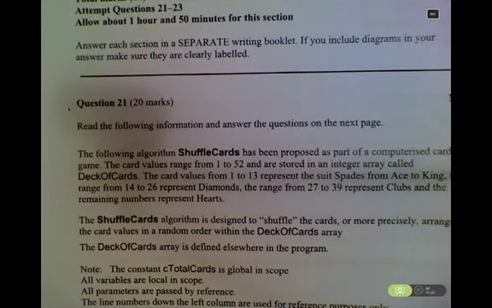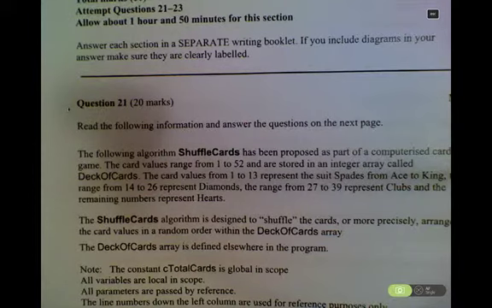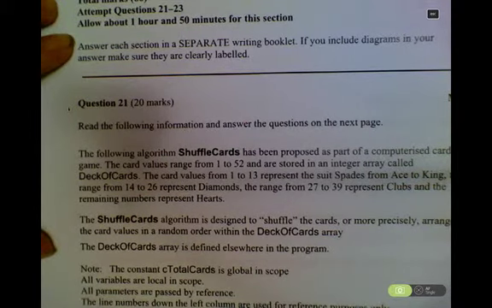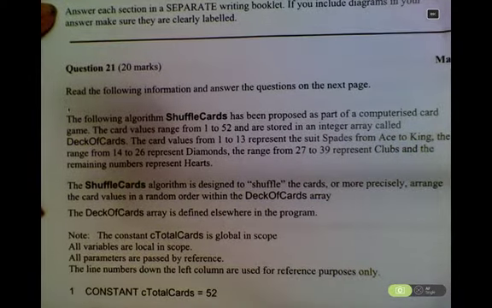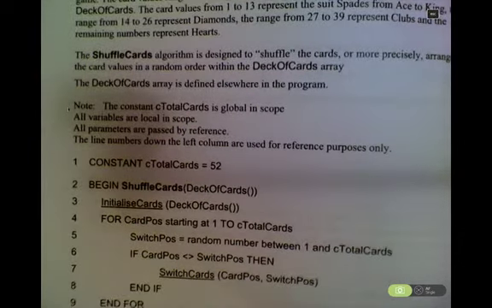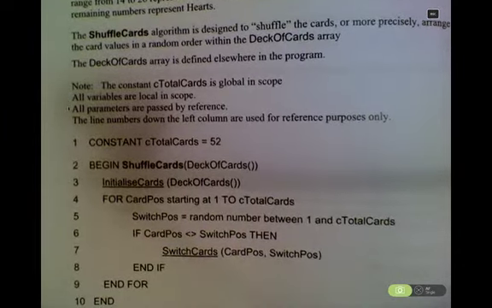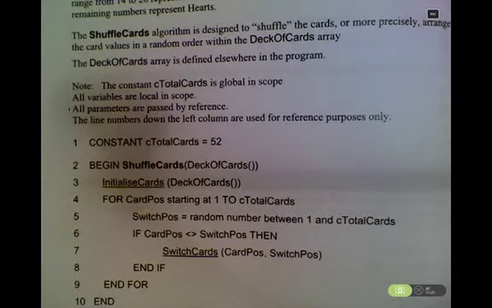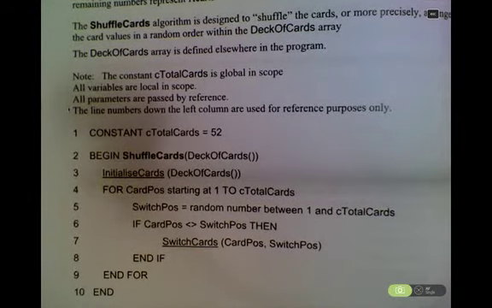So here we're going to look at question 21 of the 2002 Catholic Schools Trial paper. And as I've stated before, what this question does is attempt to distract you straight away by providing you lots and lots of information. As you can see, it talks about shuffling cards, and it outlines what I would consider a very good modular algorithm that starts off from the main module.